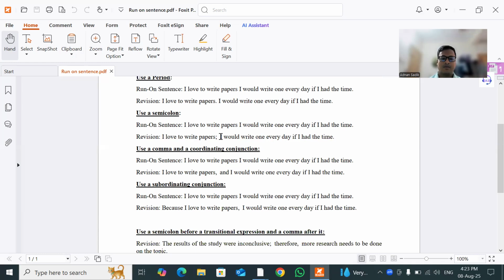Next, use a semicolon. I love to write papers. It is the same sentence there. I would write every day if I had the time. So to revise this, I love to write papers. There we put a semicolon and a space. I would write every day if I had the time. So this is a complete sentence with punctuation.